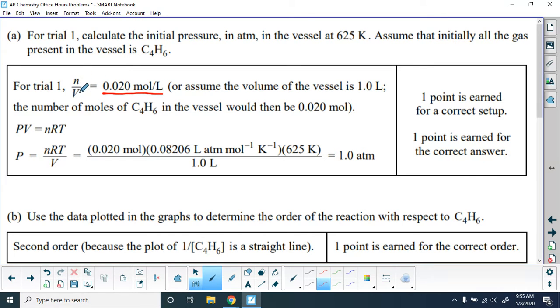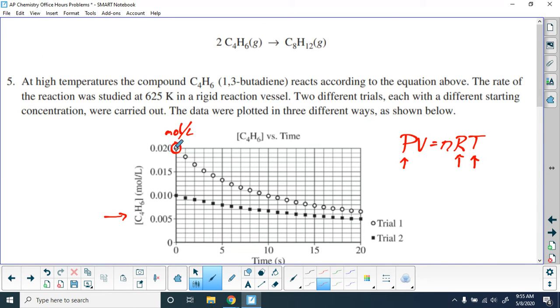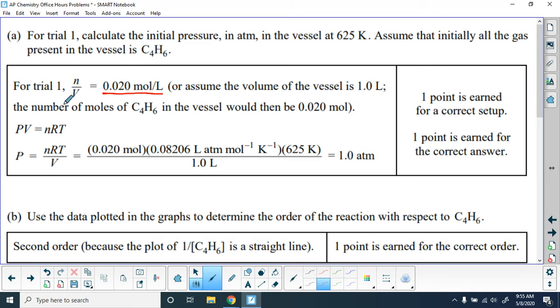If you take moles and divide by your volume, n over V, you get moles per liter. So this number that we read from our graph at the very start, the initial concentration, is in our ideal gas law. We just have to rearrange our ideal gas law and divide by V. And if you divide by V, this right here is my concentration. So you could take 0.020 moles per liter and plug it in times R times your temperature, and you get this for your answer. Or if you assume a volume for your vessel, you'd still get this as your answer. So you get 1 point for a setup using the ideal gas law and 1 point for your correct answer.